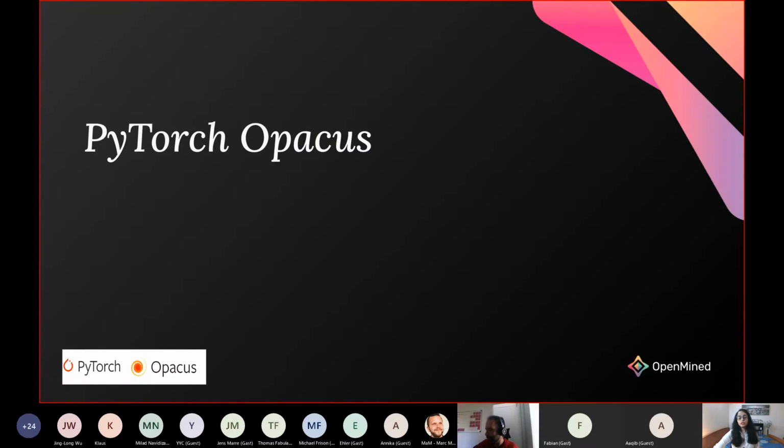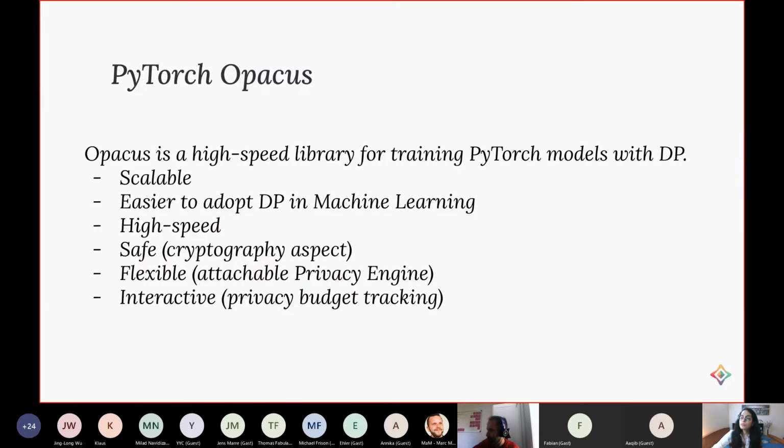So now I'm going to talk a little bit about PyTorch Opacus. To start with, it's a new library. It has recently been made, and it has been a work in progress for a couple of years. But recently is where they have gotten the key insight into making it super fast.